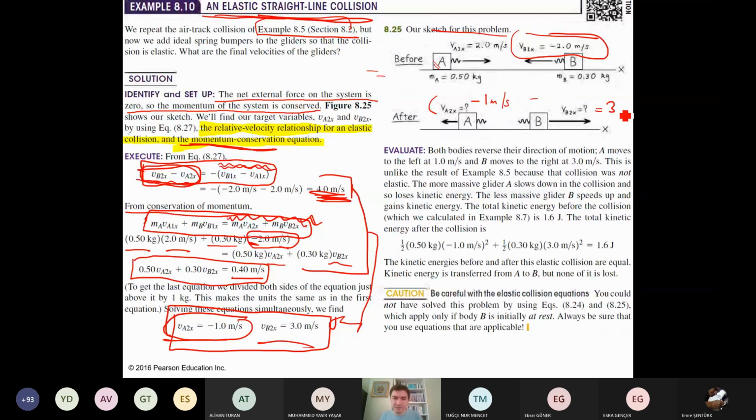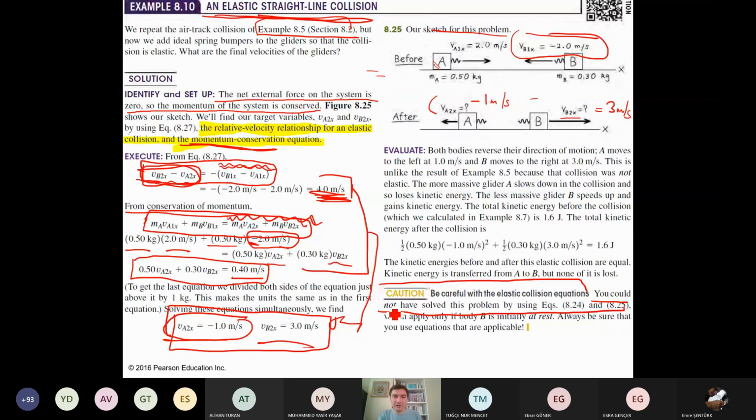Okay. So here there is a caution. Be careful with the elastic collision equations. You could not have solved this problem by using equations 8.24 and 8.25. What were these equations? We have used these equations here. Look at these equations. You cannot use these equations here.